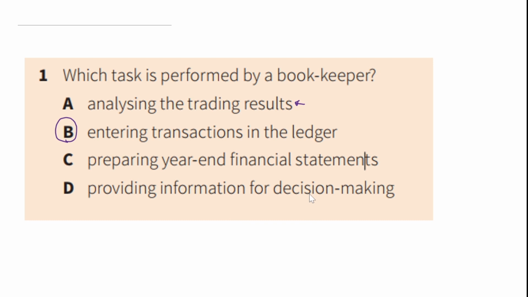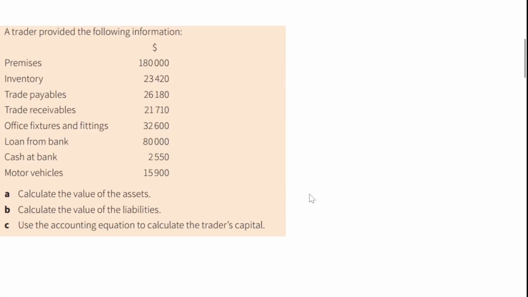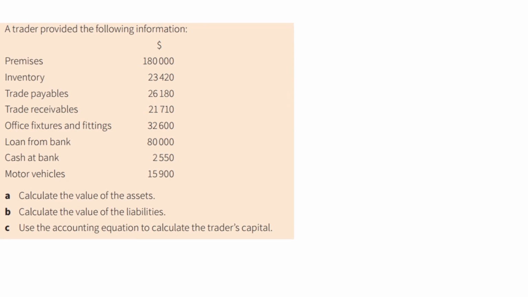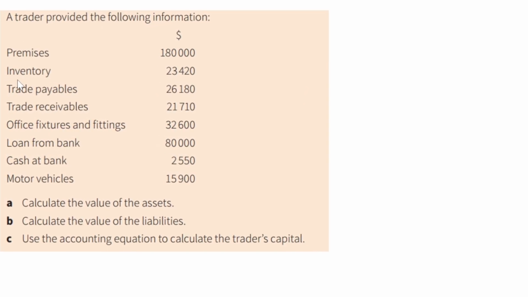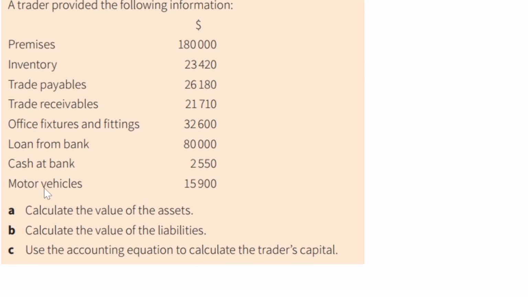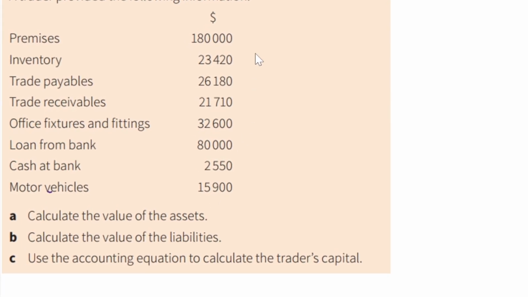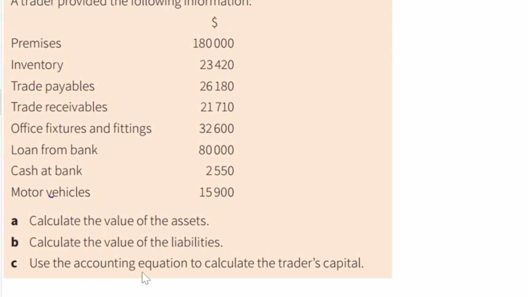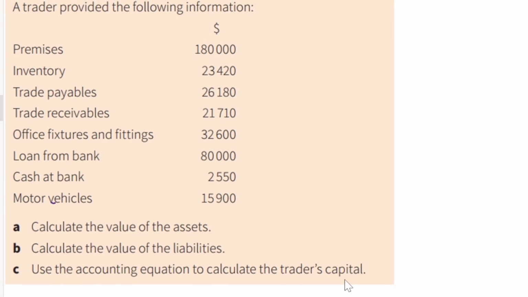Let's move on to the next. We are being told here that a trader provided the following information. That's the information: premises, inventory, payables, and so on, down to motor vehicles. And we've also been given the amounts attached to this information, or the values of these things. So they're telling us, number one, calculate the value of the assets. Part B, calculate the value of the liabilities. And then part C, they're asking us to use the accounting equation to calculate the trader's capital.